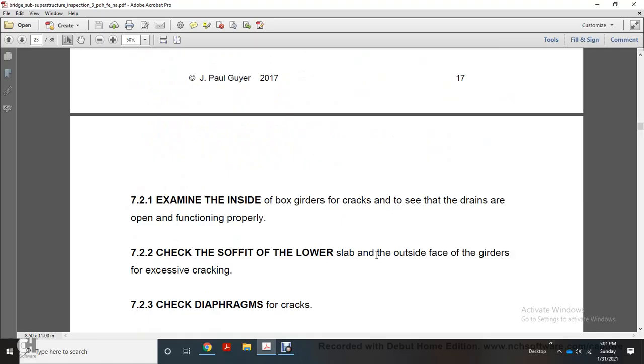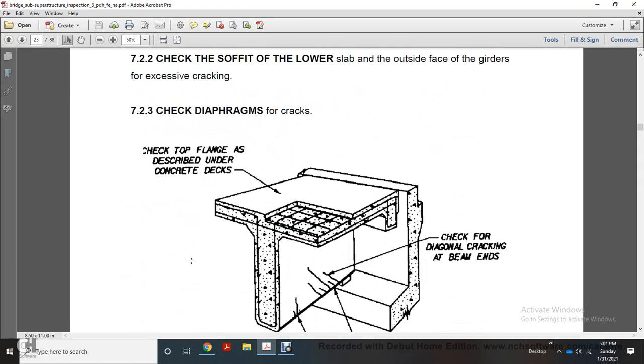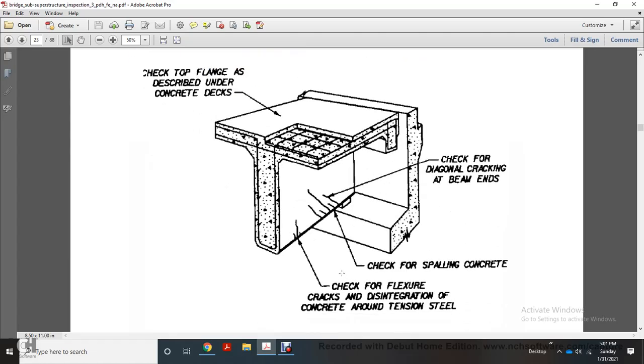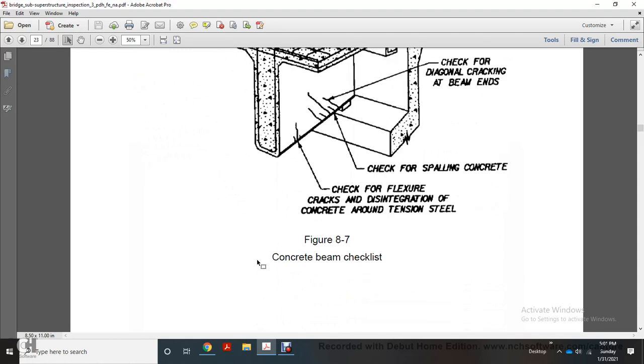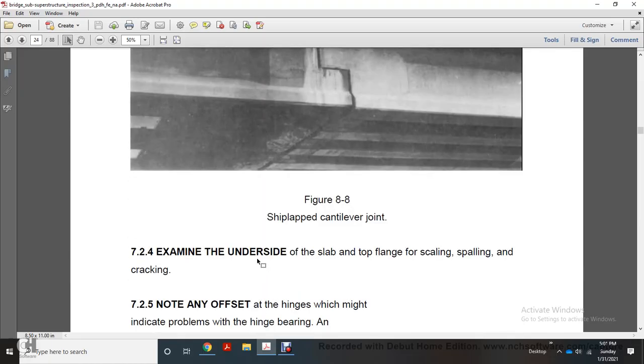Check the soffit over the lower slab and the outside face of the girders for excessive cracking. Check diaphragms for cracks. Check the top of the flange underneath the concrete decks. Check for diagonal cracking at the beam ends. Check for spalling of concrete. Check for flexure cracks, disintegrating concrete, and tension steel. That's your concrete beam checklist.